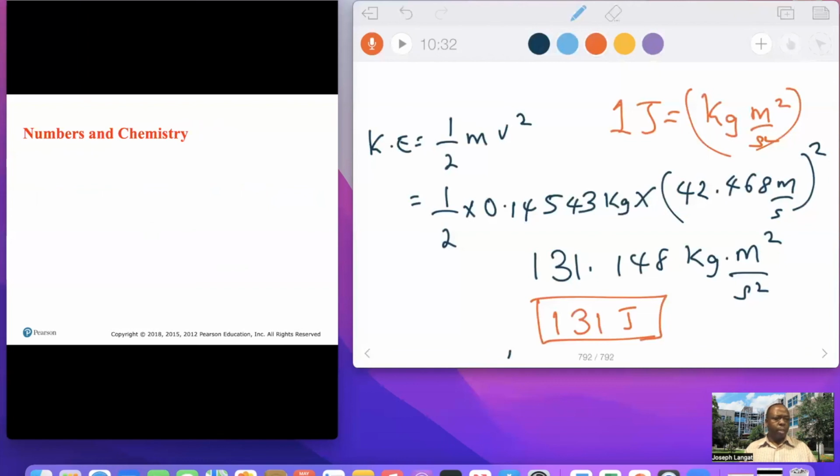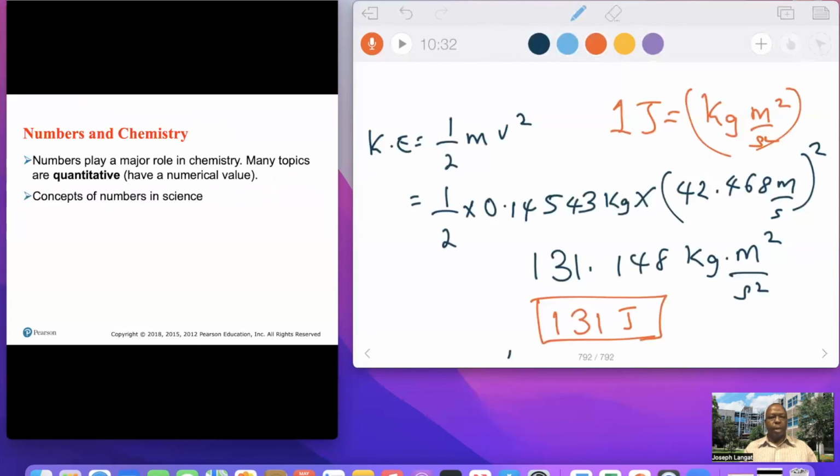We will take a break and come back to numbers where I want to start from section 1.5. We'll look at the units of measurement. We'll define a measurement. Numbers play a major role in chemistry. Many topics are quantitative, you quantify, that means there must be some numbers. We'll come back again and look at the numbers. Just take a break and we will come back.